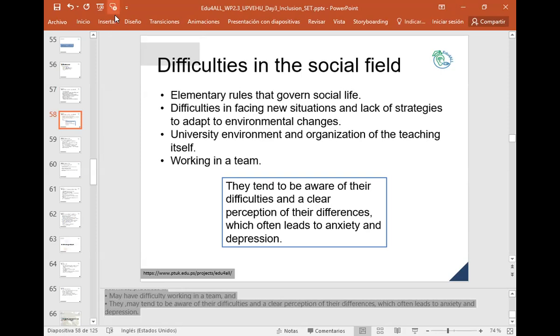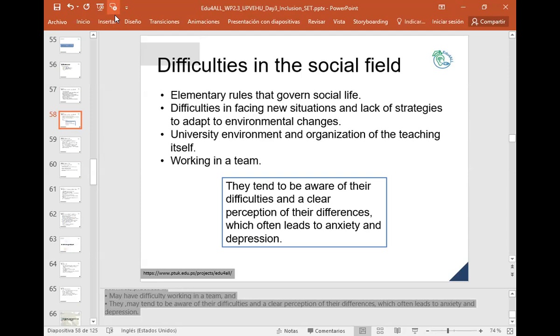They often seem to ignore the elementary rules that govern social life: how to greet, give thanks, how to address others, what is appropriate to say or ask in each context, how to act, etc. They may have difficulties in facing new situations and lack of strategies to adapt to environmental changes.